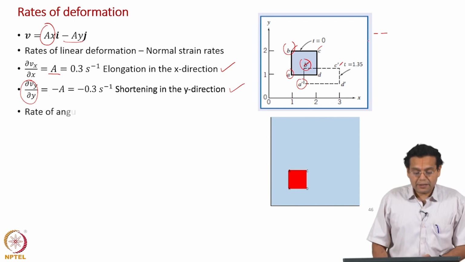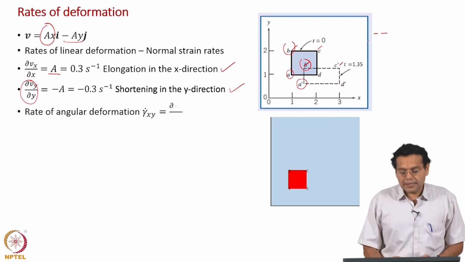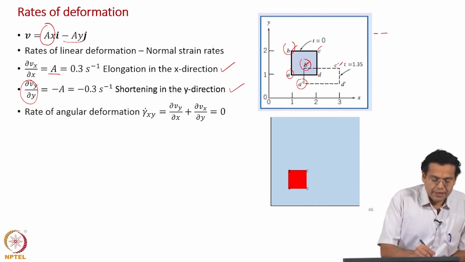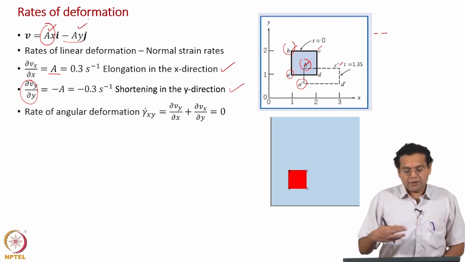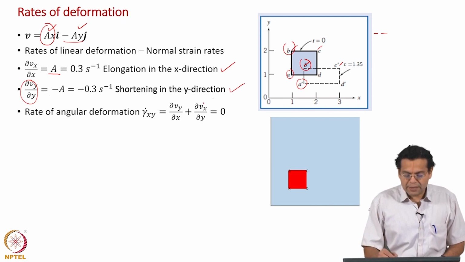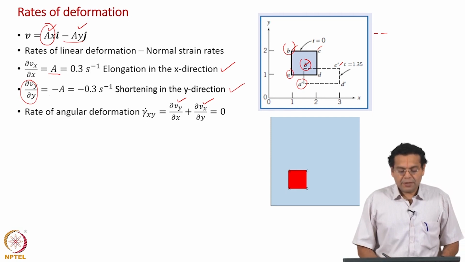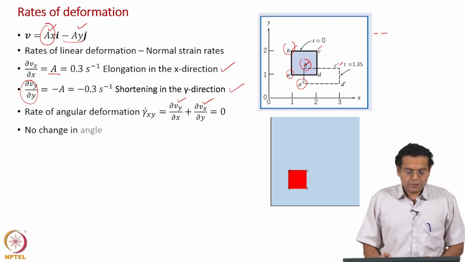What about the rate of angular deformation, that is gamma dot xy, which is dou vy by dou x plus dou vx by dou y? It is 0 because Vx does not depend on y, and Vy does not depend on x. Only if Vx depends on y, like in the last case, then you will have a non-zero angular deformation, or in a two dimensional case, if Vy depends on x, then again you will have a non-zero angular deformation. So, in this case there is no change in angle.